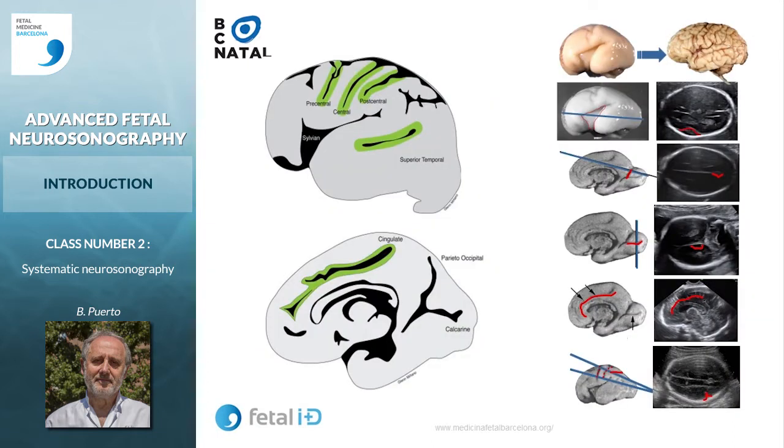Regarding the development of the central nervous system, it's important to know the chronology of the appearance of the different structures and the development of them. Know the trajectory of the different fissures to place the transducer in the optimal angle to assess them. Later on, I will comment how to perform this evaluation.